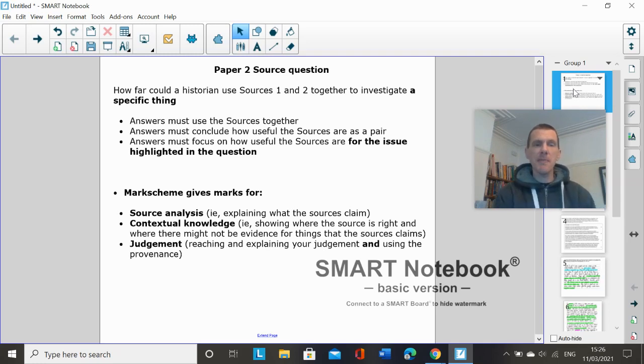And then just a reminder that the mark scheme is looking for three things. Can you explain what the sources are claiming? And again, that was done really, really well in this answer. Have you got contextual knowledge that can judge whether what the sources say is accurate? Really, really well done. Again, very confident about what they're talking about. And this is where your knowledge really pays off, if you've got good knowledge about the particular issue. And then judgment. Have you reached and explained a judgment?